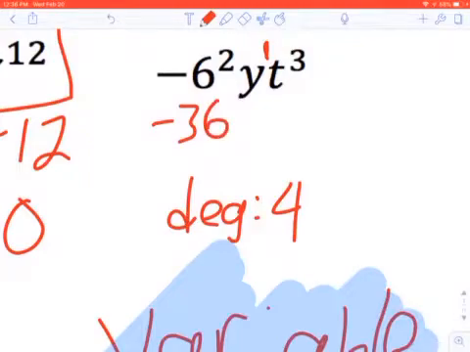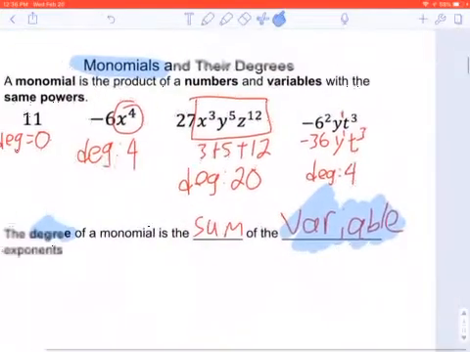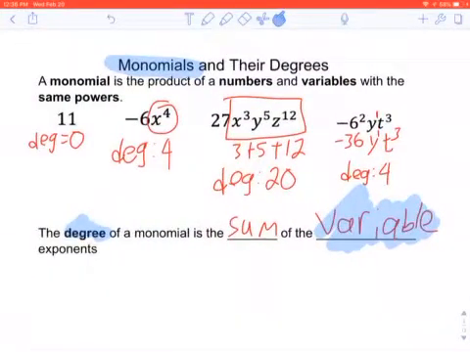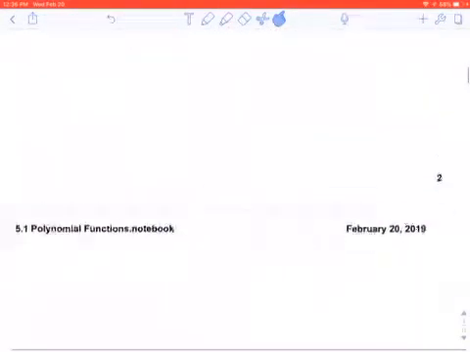So I could rewrite this as negative 36y t cubed, and that's a little bit more obvious that the degree is just 4. So as we go throughout the day today, we're going to talk about what degrees are, and the degree is just simply adding up the variable exponents.